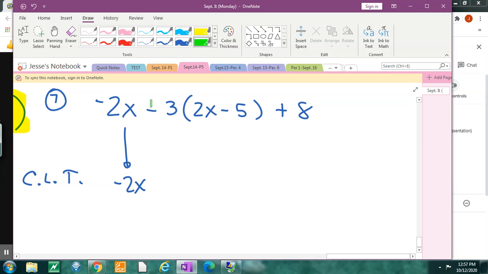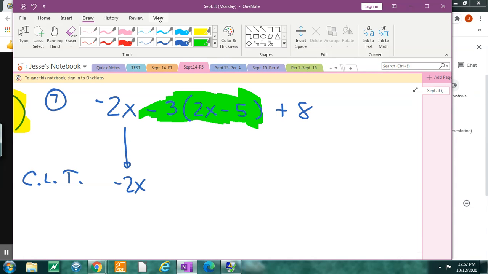Right there, distributive property, starting with the negative 3. So if you did that on your own, that's cool. How about plus 8? There's nothing else, so I'm just going to drop it. So plus 8.